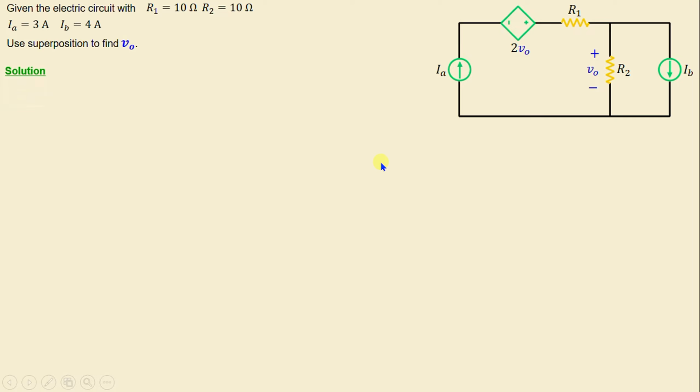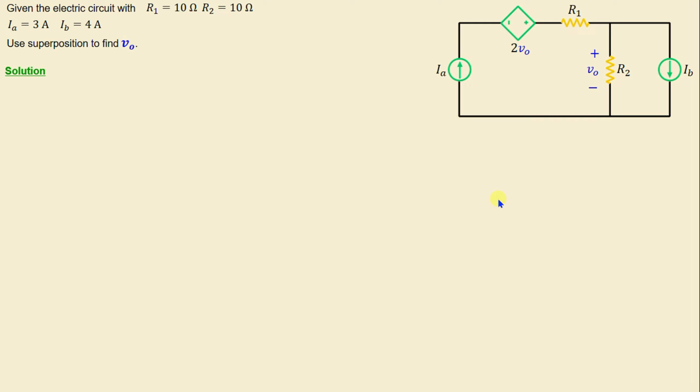First, we begin by identifying each independent source in this circuit. This step provides a clear understanding of the source that will be analyzed separately. In this circuit, we can observe two independent current sources, IA and IB.